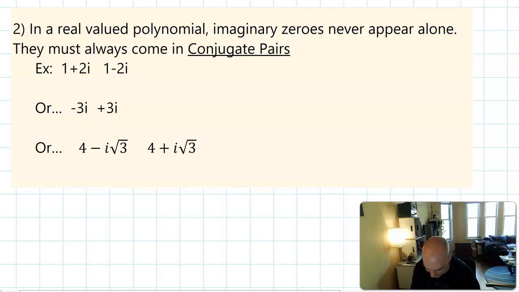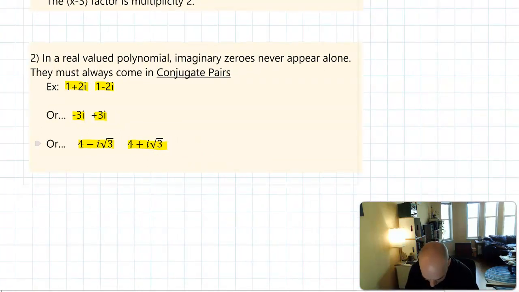Here's a bunch of examples. Remember, imaginary zeros can be a plus bi. They can be pure imaginary, or they can even have things like square roots in them. You just still form the conjugate. All of those, when you multiply them out, give you a real valued quadratic, and that's why they must come in conjugate pairs.